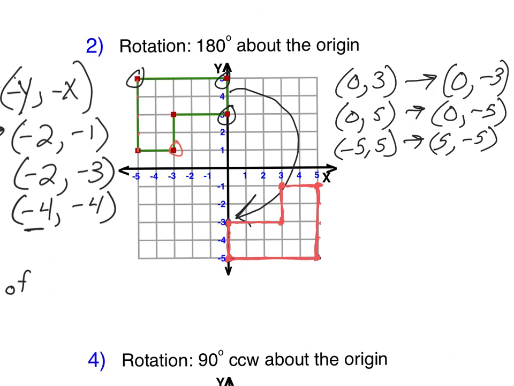So what is our rule? When we rotate 180 degrees, we switch both signs. So x becomes -x, and y becomes -y. Whatever the sign was, you switch it to the opposite sign. You keep the numbers the same. That's all there is to it for 180-degree rotation.